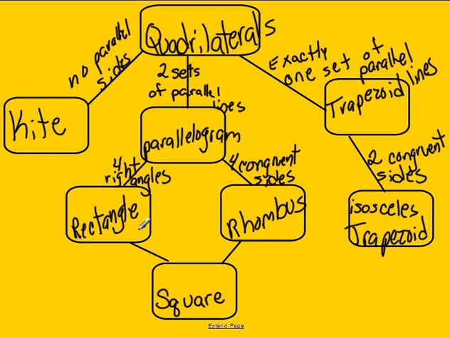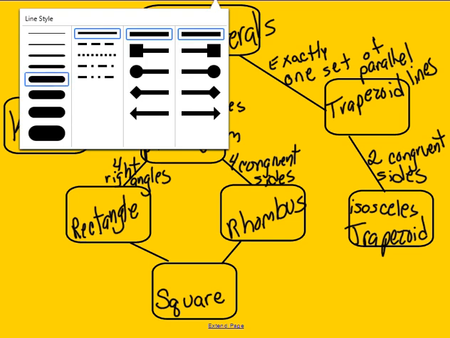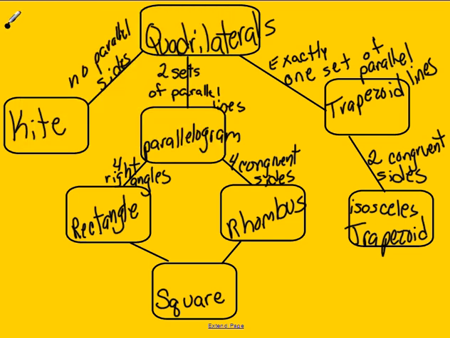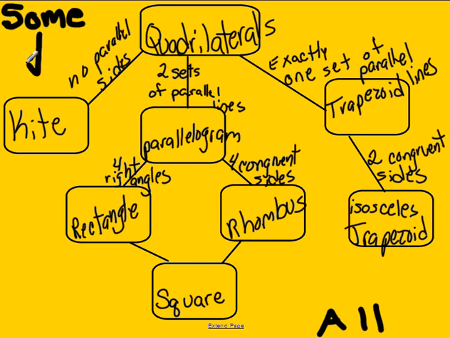And there's one really neat thing we can do with this chart that we've made here. Let me show you what that is. So I'm going to write up at the top the word sum, and at the bottom, I'm going to write all. The way we can use this chart is that if we are moving down the chart, some quadrilaterals are parallelograms. Some parallelograms are rectangles. Some trapezoids are isosceles trapezoids. So anytime we're moving down the chart, we can use the word sum to describe the relationship. Some rectangles are also squares.